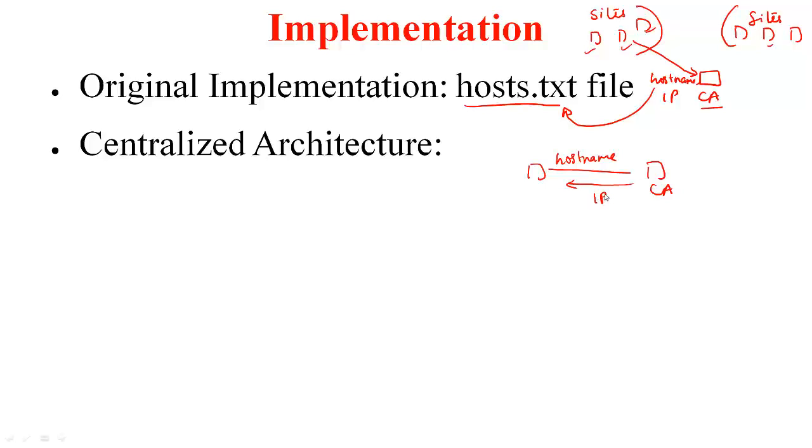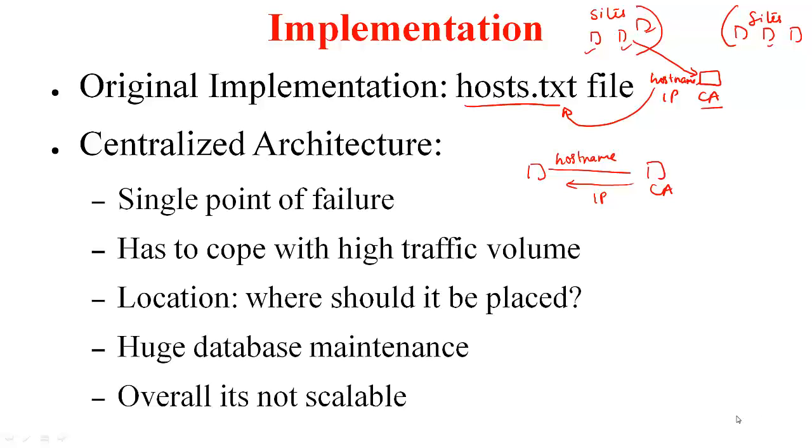What can be the problem with this particular approach? You should be able to answer this by now. Well, quite a few. Whenever you use a centralized architecture, there is a danger of a single point of failure. If this central authority failed, the internet will go down, because DNS is a very crucial aspect of the internet. Without it, you cannot establish connections. Not just this, this central authority server has to cope with high traffic volume, because every host will want its host names and domains resolved.